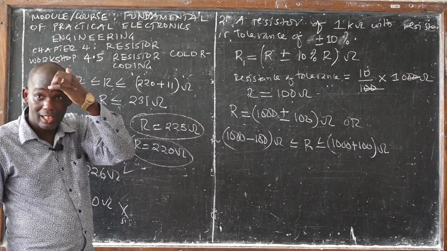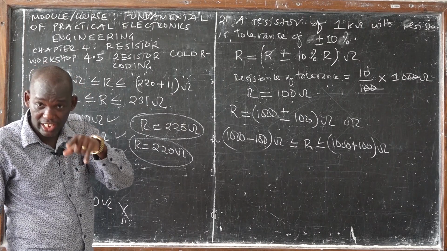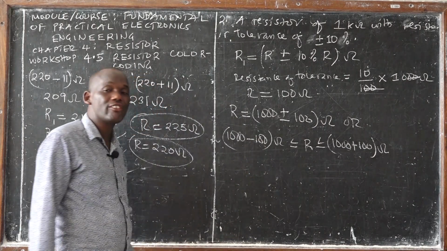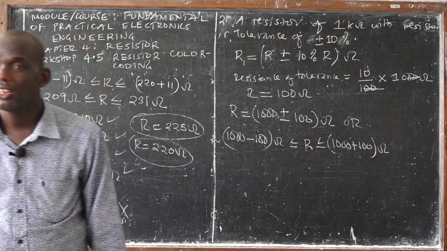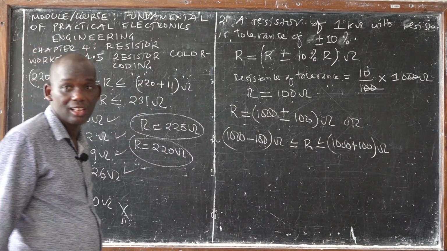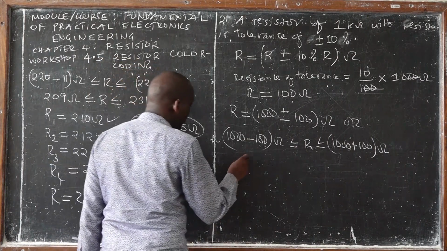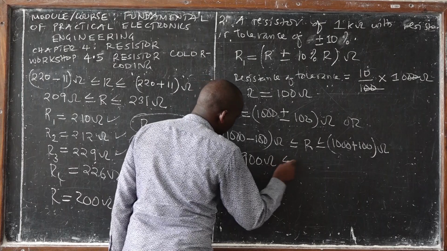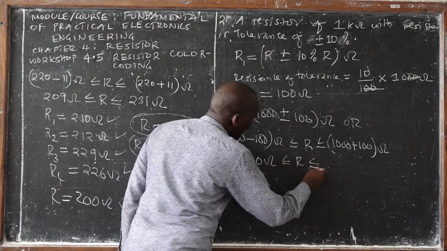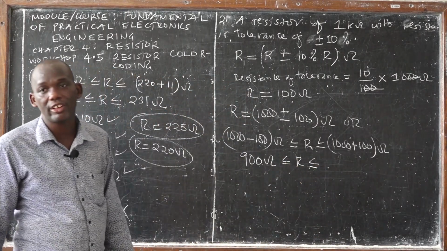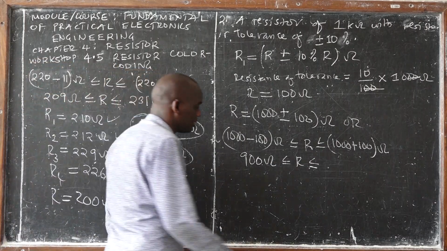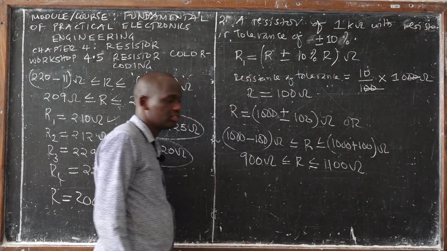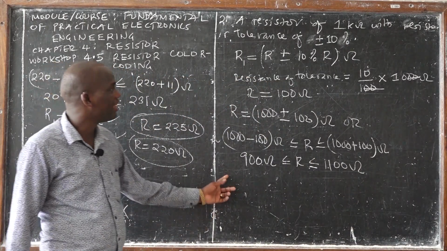Are we together? I said stop writing, listen and watch. So 1,000 minus 100, Good Luck. 1,000 minus 100 less than R. Farid, 1,000 plus 100. So this is the range of 1 kilo ohm.